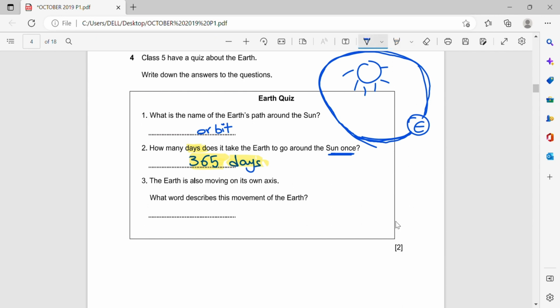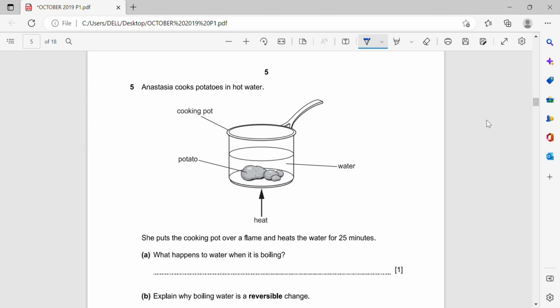Next question. The Earth is also moving on its axis, moving around itself. What word describes this movement of the Earth? Movement around itself is what? Spinning. Great.